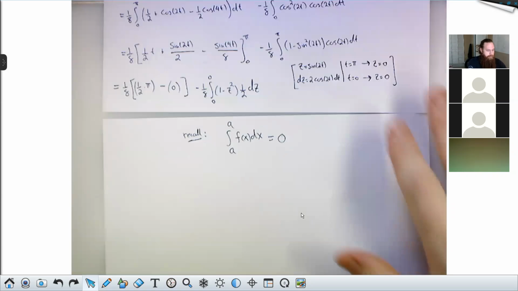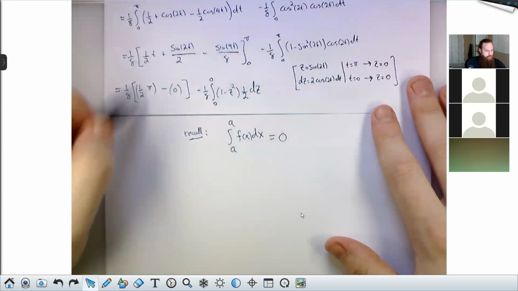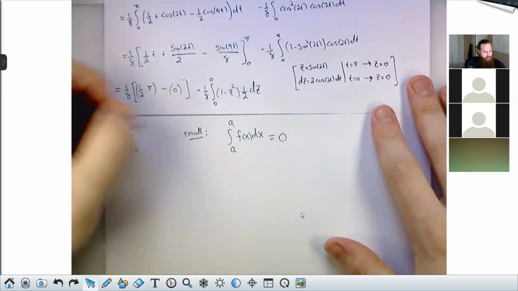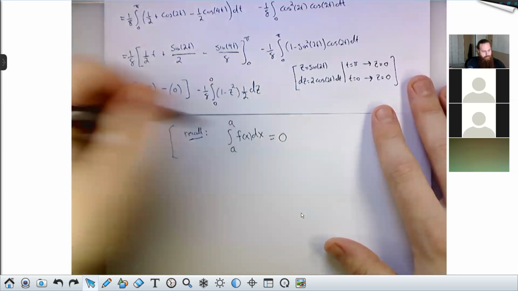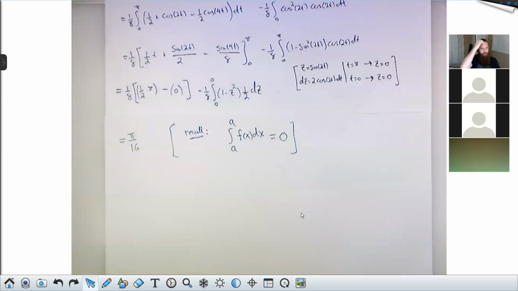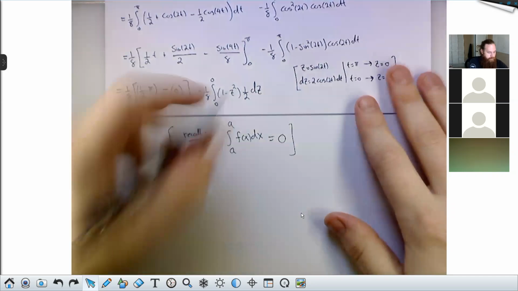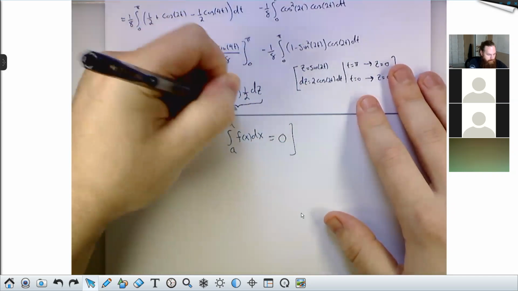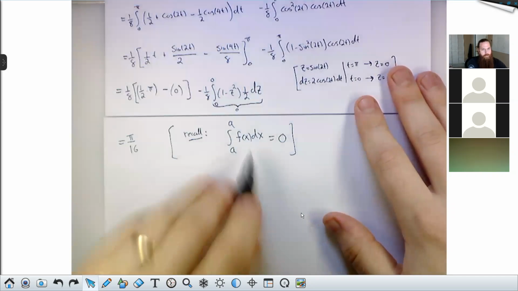So the whole problem just comes down to this piece, which is pi over 16. This piece right here is 0 because of this.